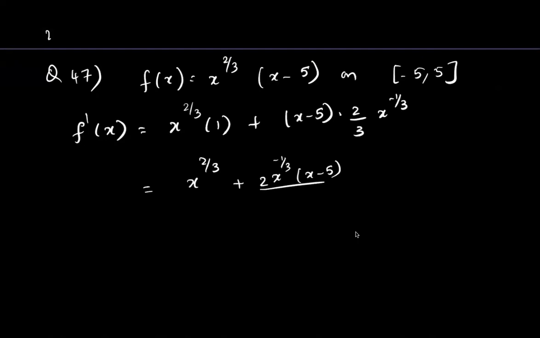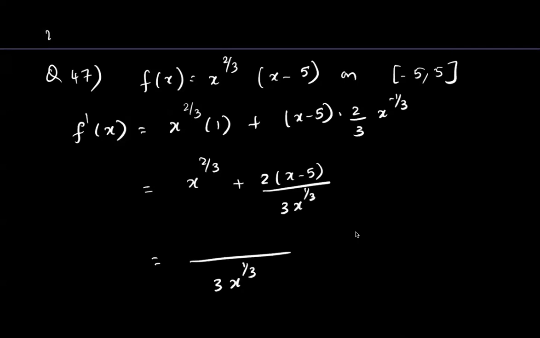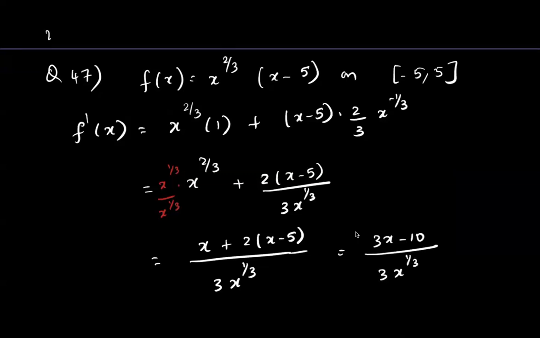I'm just going to rewrite it like this with a positive exponent so you can see what's happening. So this is 2 times x minus 5 over 3x to the power of 1/3. Now, if I want to combine this all into one single denominator, what do I have to do? I have to multiply and divide this by x to the 1/3. When I do that, the numerator becomes x plus 2 times x minus 5. I combine this, 3x minus 10 over 3 times x to the 1/3. Okay, so that's what I have.